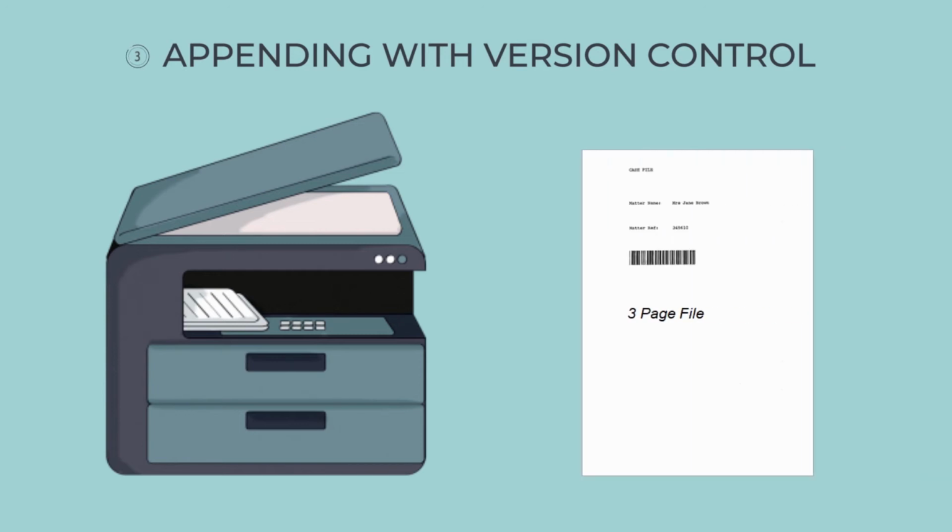Let's scan a 3-page document that we want to add to the back of the original 12-page scan. As you can see, the document has the same cover sheet at the front, and Filestar has been set up to auto-append if it sees the same information on this page.